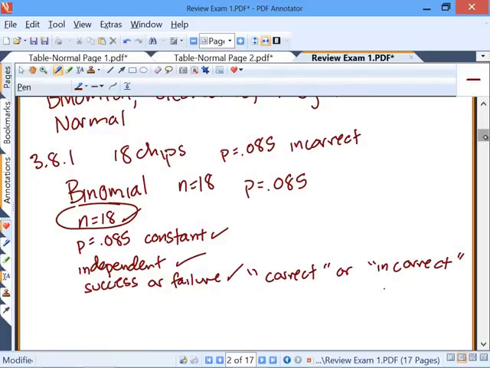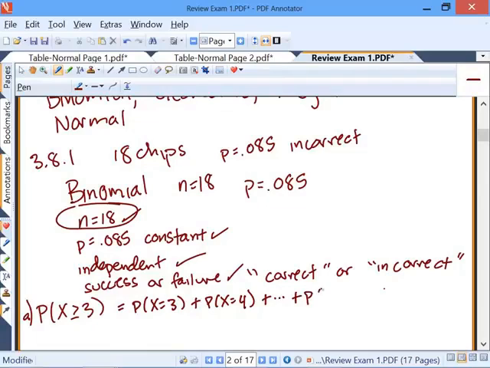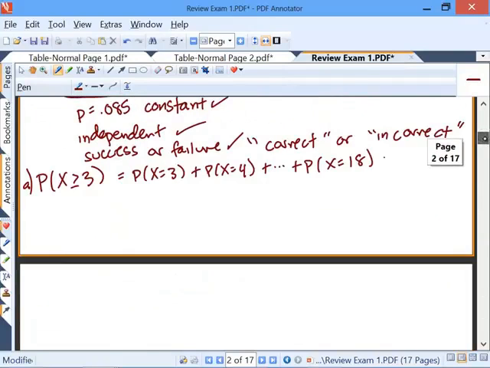So we know it's binomial. Now we're looking for the probability that X is greater than or equal to 3. Which x values are greater than or equal to 3? I would have to do the probability that X equals 3 plus the probability that X equals 4, all the way up to the probability that X equals 18. Is there an easier way? Use the complement rule, 1 minus.